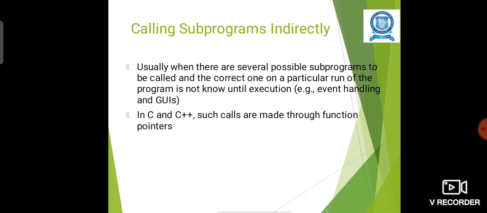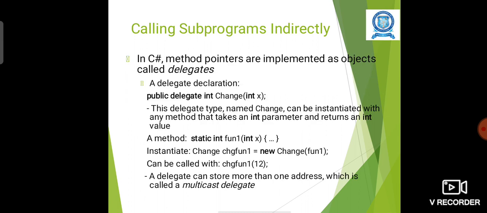This is usually used when there are several possible subprograms to be called and the correct one on a particular run of the program is not known until execution. In C and C++, such calls are made through function pointers.